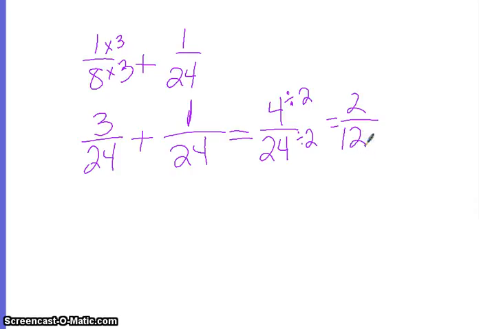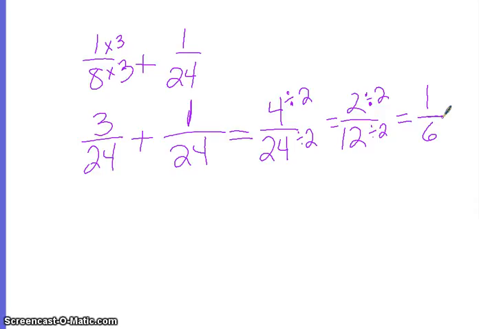But here we still have even numbers, so we could do another 2 into both of them. So I divide the top by 2, and I divide the bottom by 2. 2 divided by 2 is 1. 12 divided by 2 is 6. My answer is 1/6. Now I know I can't go any lower because when I have a 1, you can't get any lower than that.